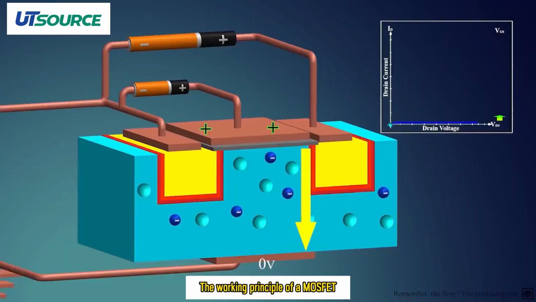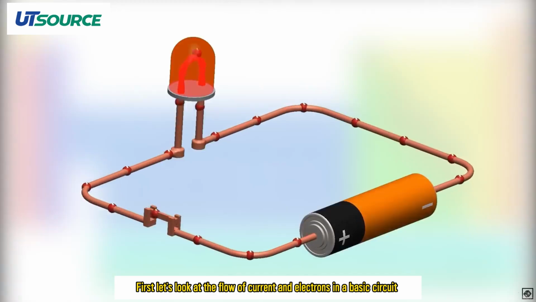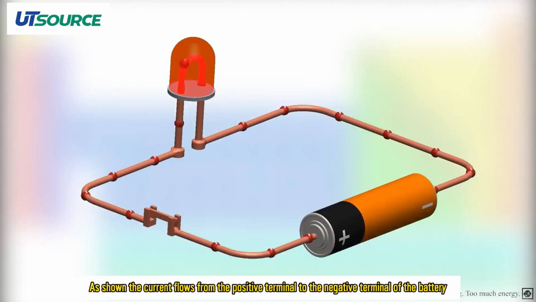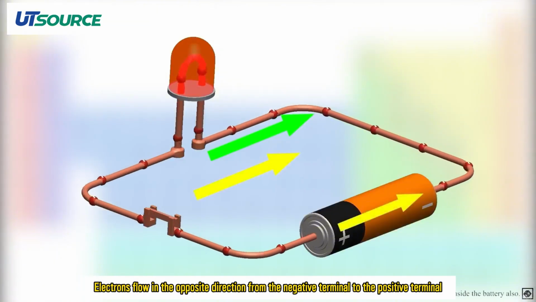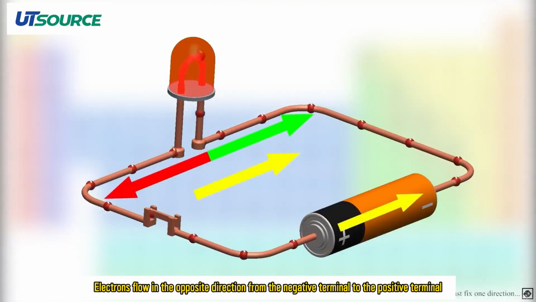The working principle of a MOSFET. First, let's look at the flow of current and electrons in a basic circuit. As shown, the current flows from the positive terminal to the negative terminal of the battery. And the electric field also points from the battery's positive to negative outside. Electrons flow in the opposite direction from the negative terminal to the positive terminal.